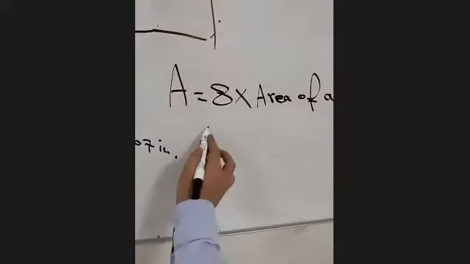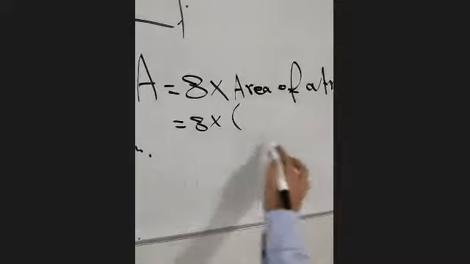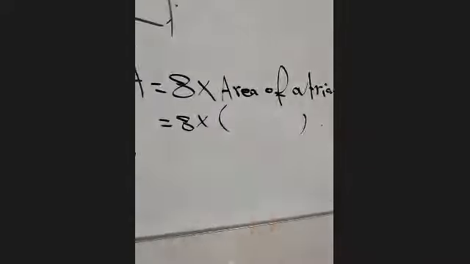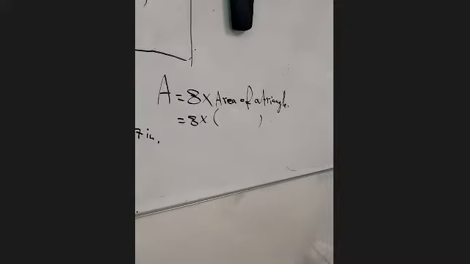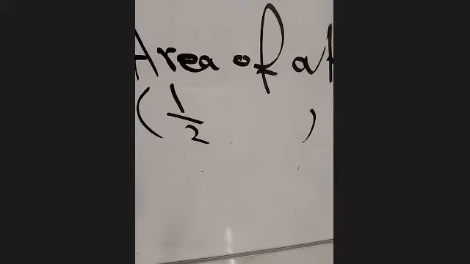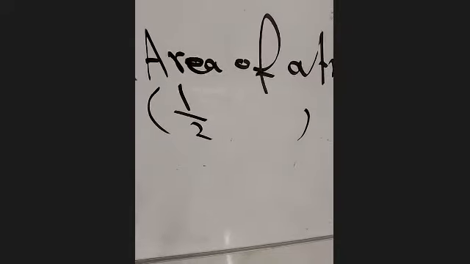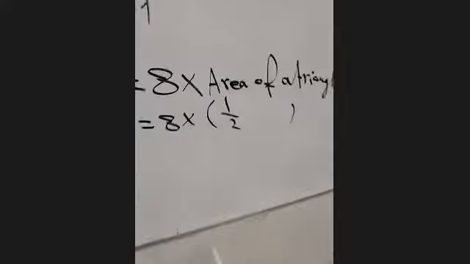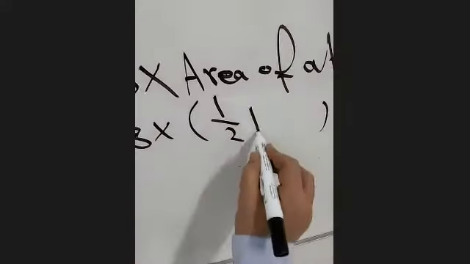Now A equals 8 multiply the formula of the triangle's area. What is the formula? Half multiply bh. You said plus, or did I hear wrong? I heard wrong, it's impossible for you to say plus. Half bh.